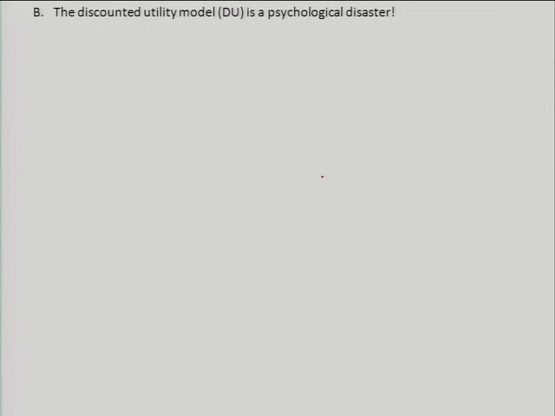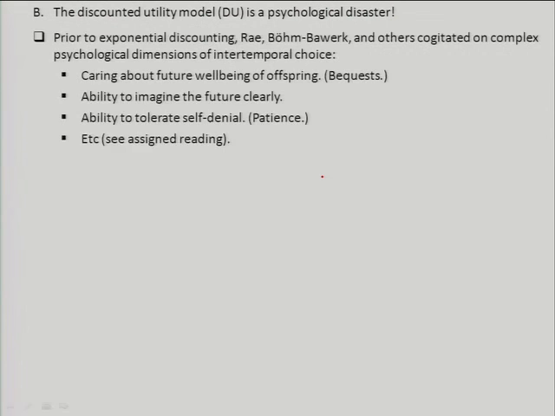We cannot make any such claims about the psychological realism of this model. It does not involve one shred of forward movement in terms of psychological realism. In fact, it was a huge step backwards. Well, more like a huge step sideways. Prior to this model, people had been wrestling for a long time. People like Rae and Böhm-Bawerk, who you'll read about in the assigned reading by Frederick, Loewenstein and Read, cogitated in a mostly non-mathematical way about this question that Smith and others had posed the previous century: why do some nations save and others not? What are the psychological or sociological reasons for this? Maybe there are differences in how much people care about the future well-being of their offspring, the bequest motivation. Maybe there are differences in people's ability to clearly imagine the future, the telescopic faculty that you'll read about, or people's ability to tolerate self-denial.